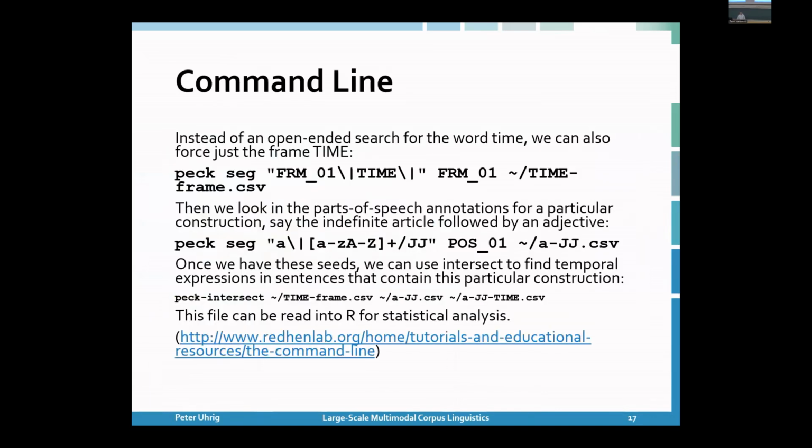And then they have the command line. This is from their website. So you can say, instead of an open-ended search for the word time, we can also just force just the frame time, and then you do some command on the command line for this frame.